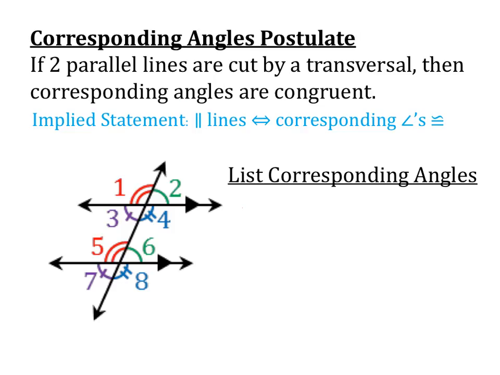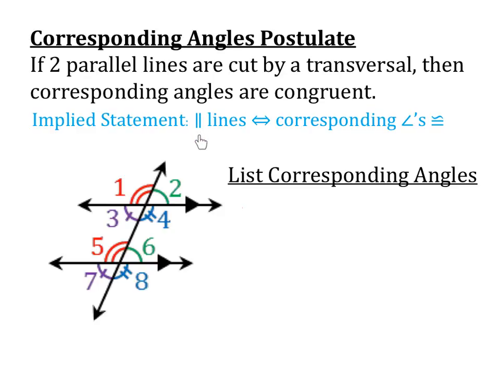Alright, so let's talk about some postulates that we'll need for some future proofs. We learned about some angle pairs in the previous lesson. So now, let's take a look at some postulates pertaining to those angle pairs. Here's our first one. Corresponding angles postulate. If two parallel lines are cut by a transversal, then corresponding angles are congruent.